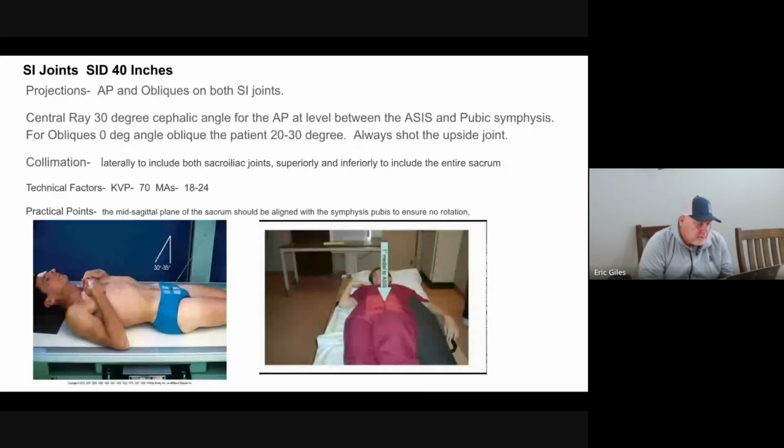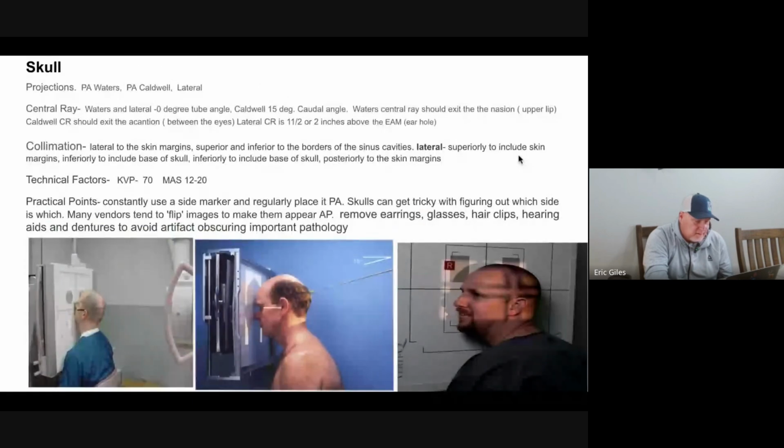So we want to ensure that there's no rotation. The midsagittal plane and sacrum should be aligned with the symphysis pubis to ensure no rotation. So the middle of the sacrum needs to line up with the pubic symphysis. Perfect. I know I'm kind of busting through these. We just don't do these a lot.